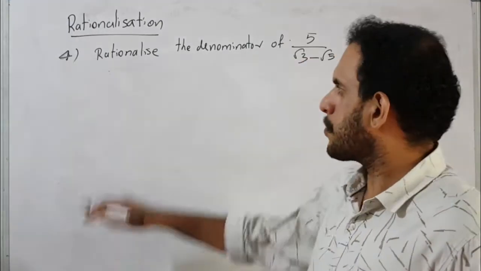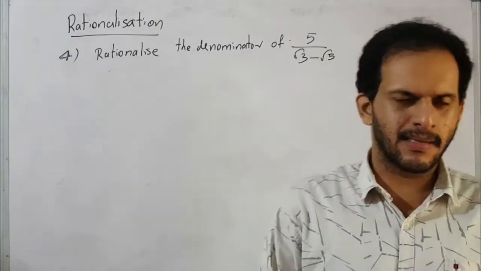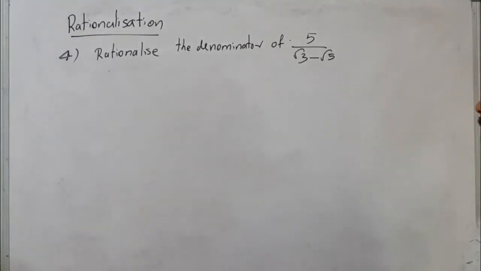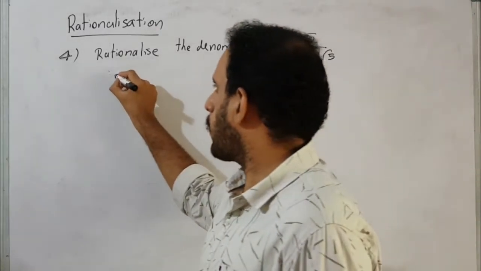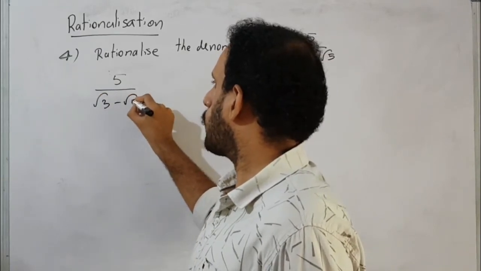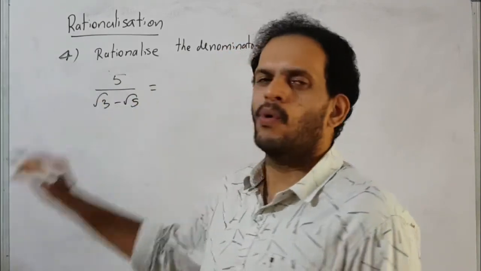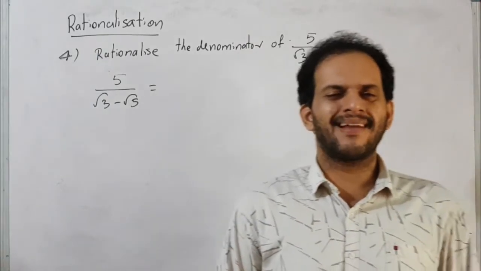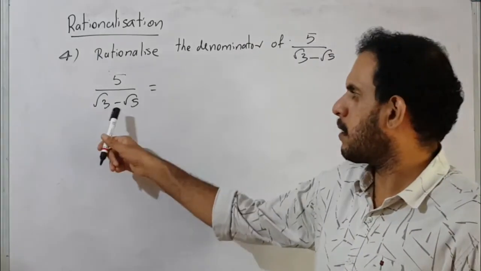cheyyanam. Next question, the question is like this: rationalize the denominator of 5 by root 3 minus root 5. Then what is our number? Our number is 5 by root 3 minus root 5. Okay. So we need to rationalize the denominator. That one is root 3 minus root 5.